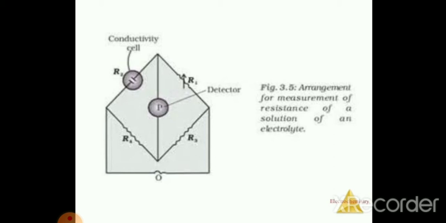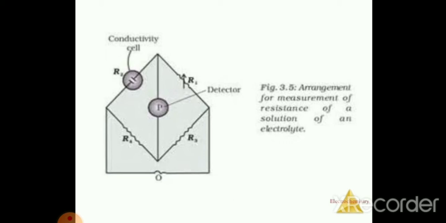Once the cell constant G star is calculated or determined, the conductivity cell is filled with a solution whose conductivity is to be determined. Now let us see the arrangement used for measuring the resistance of a solution of an electrolyte. It consists of two resistances, R3 and R4, and a variable resistance R1, and the conductivity cell having an unknown resistance R2. The Wheatstone bridge is fed by an oscillator O, that is a source of AC power.